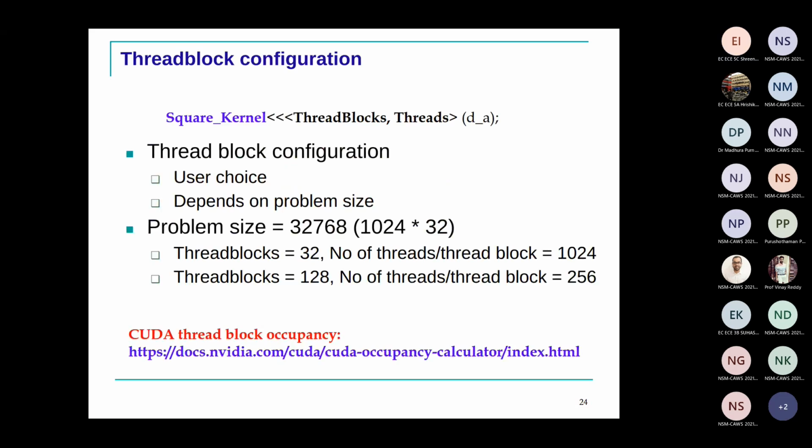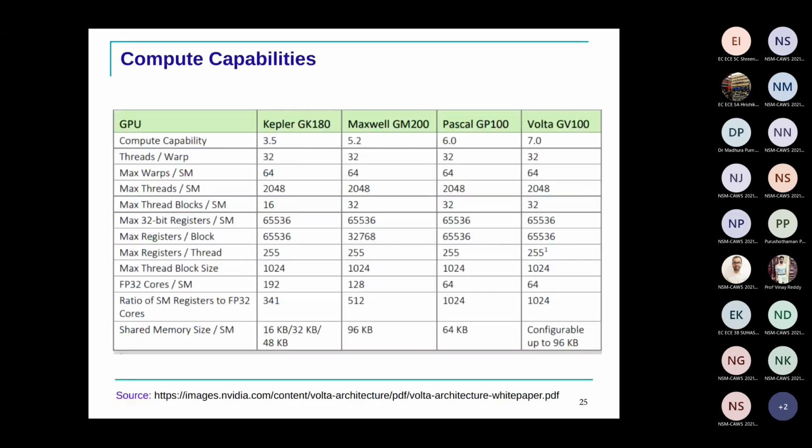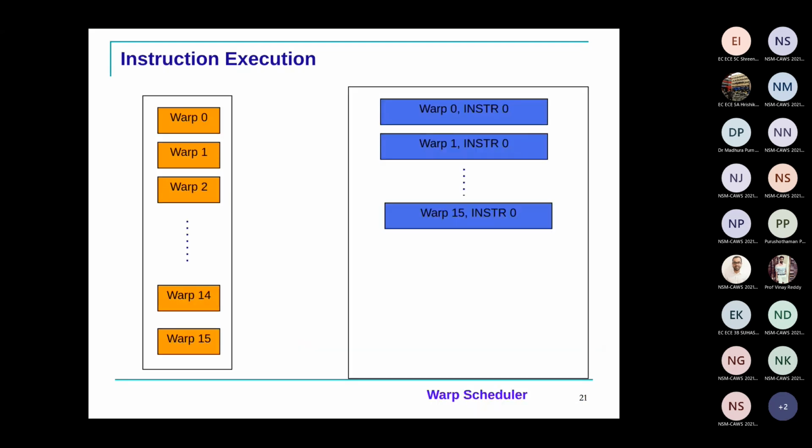Let me tell you that your problem size is, let's say, 1 million. But the processing cores are limited; it depends on the GPU specification. So maybe in a V100 you have 5,000 cores or so, but your problem size can be 1 million.